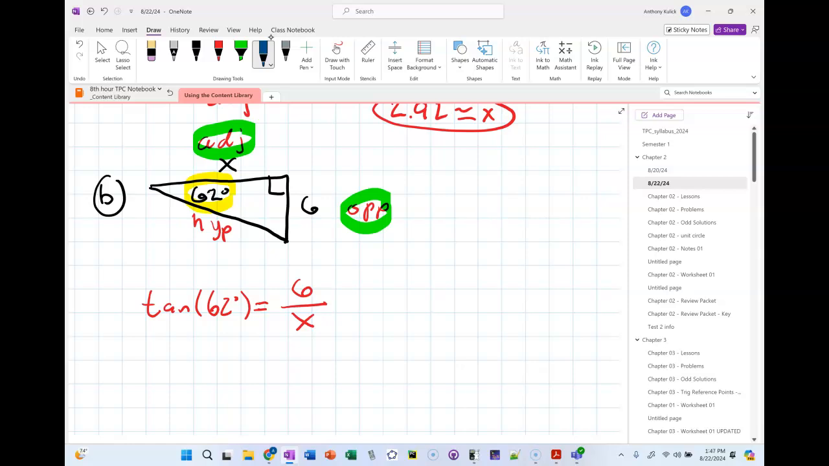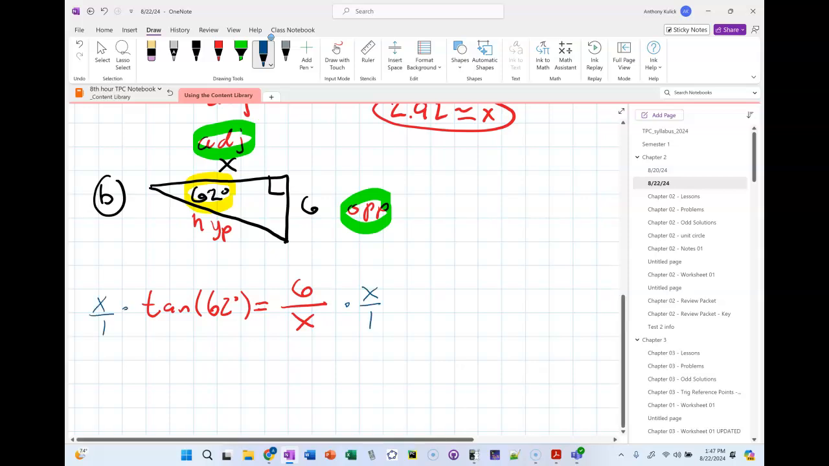What I would do first is I want to get the x out of the denominator. So multiply both sides by x would be what I would do first, yes. Or you could think about it as cross multiplying. It's going to accomplish the same thing. So the x's cancel on that side, and I'm left with x times tan 62 equals 6.